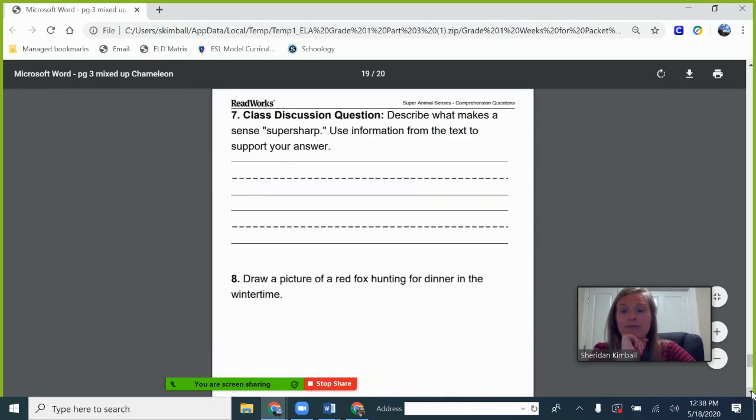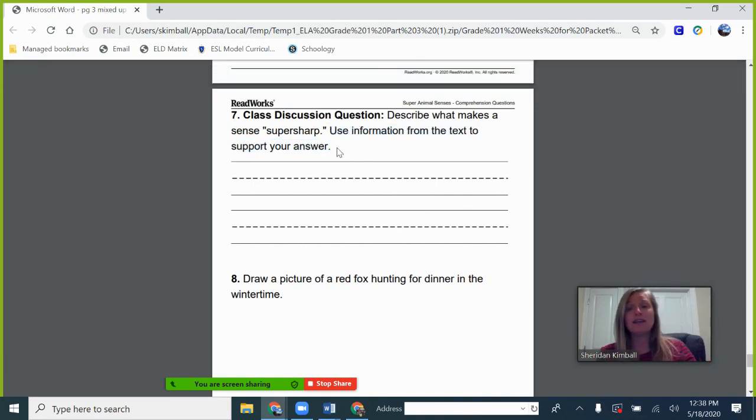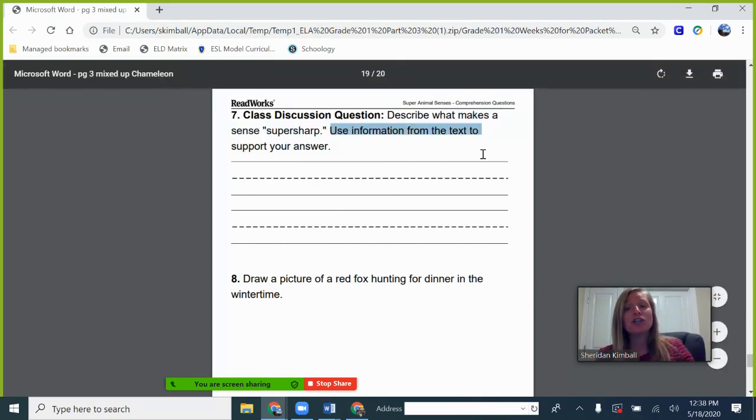Let's look at our last question. Question number 7. Oh, so silly, there's 8 questions. Question number 7. Describe what makes a sentence super sharp. Use information from the text to support your answer. Wow, friends, we're such hard workers. We've been doing that job the whole time we've been answering questions. It reminds our brain to use information from the text to support your answer. And that's what we've been doing.